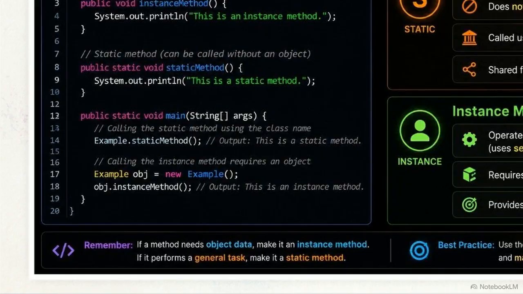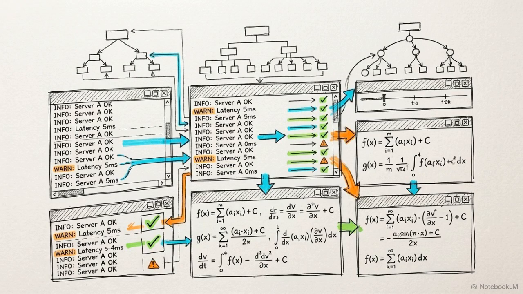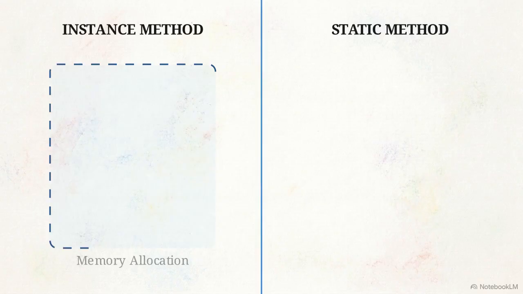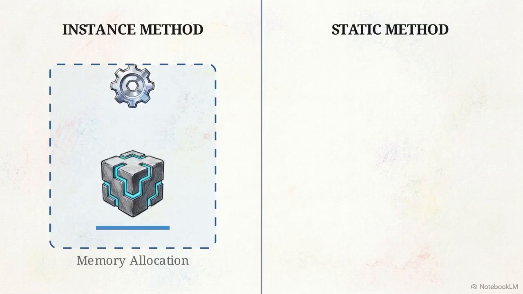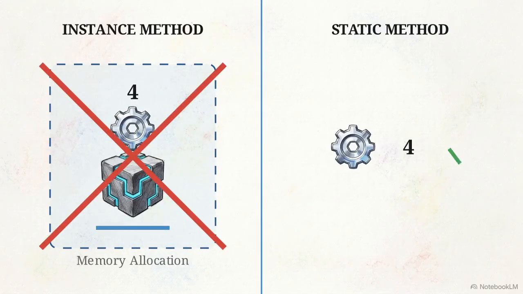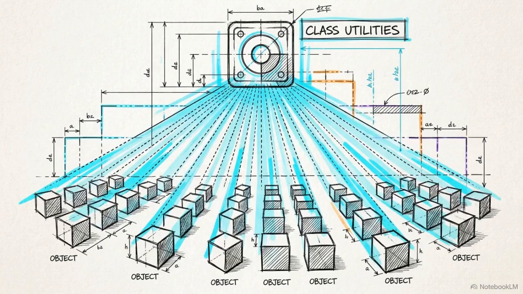Notice the syntax difference here. You don't create an object to call a static method. You simply use the class name itself, in this case, example.staticMethod, bypassing object instantiation entirely. This is ideal for operations like running a mathematical calculation or generating a system-wide log entry. Forcing the system to allocate memory for a new object just to add two numbers together would be highly inefficient. Static methods streamline the software, providing global utilities that serve the entire system at a higher structural level.